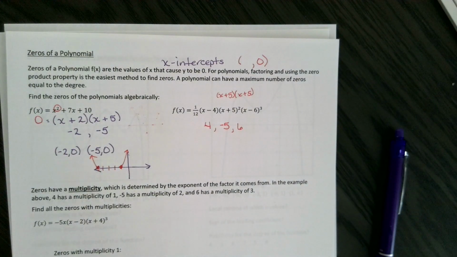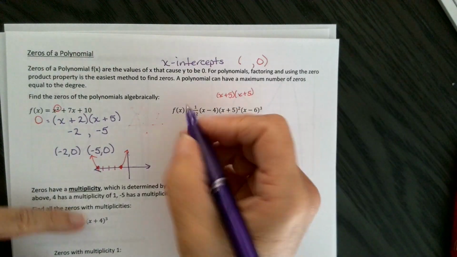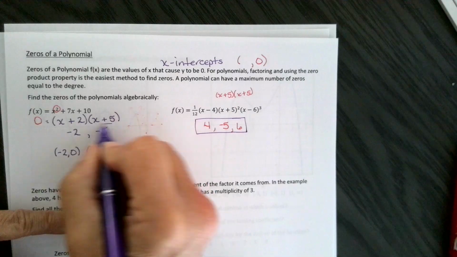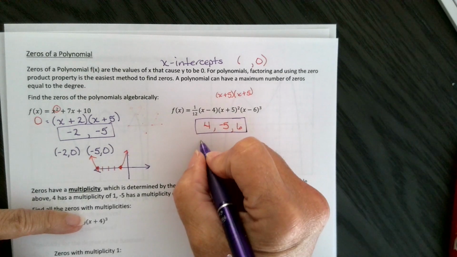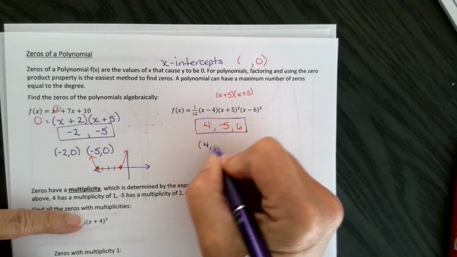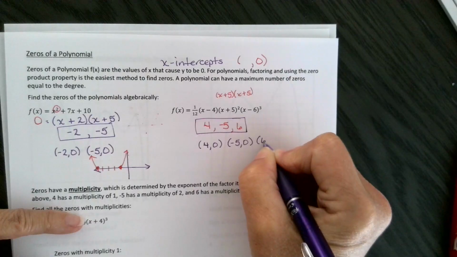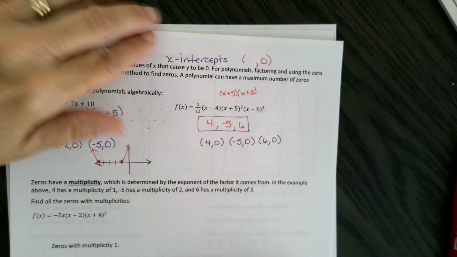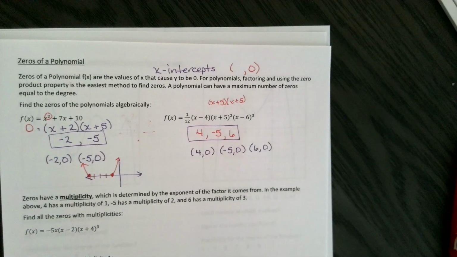All right, so again, if it just asks for the zeros, you might be able to get away with just this in ALEKS. Okay, but if it asks for the ordered pair, it'd be 4, 0, negative 5, 0, and 6, 0. All right, so now I already know what this graph looks like from the ending behaviors.